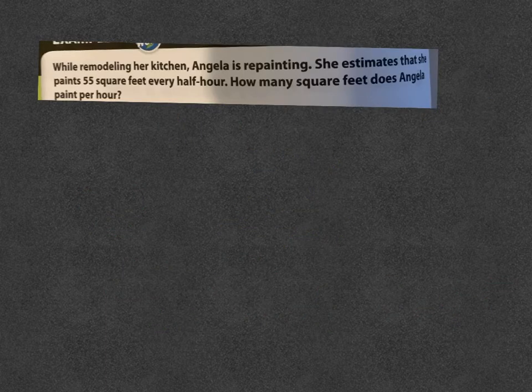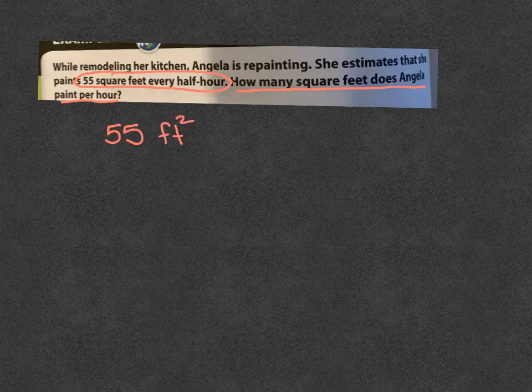So one example they gave us in this section is while remodeling her kitchen, Angela is repainting. She estimates that she paints 55 square feet every half hour. How many square feet does Angela paint per hour? So step 1 was read the problem. Step 2, underline the question. How many square feet does Angela paint per 1 hour? Circle the information that they gave you. She estimates that she paints 55 square feet every half hour. Let's write that as a ratio. 55 square feet, feet squared, every 1/2 hour.